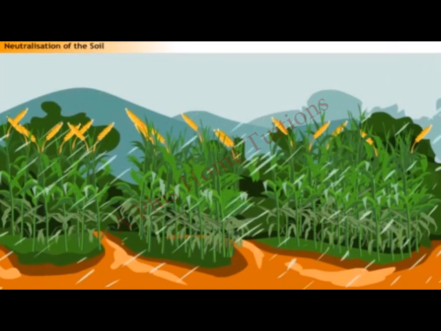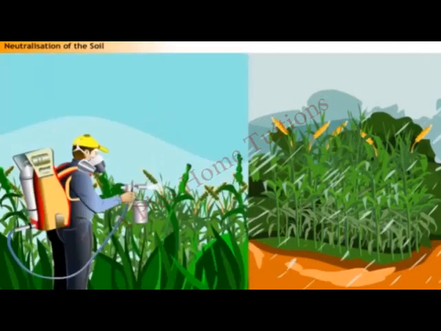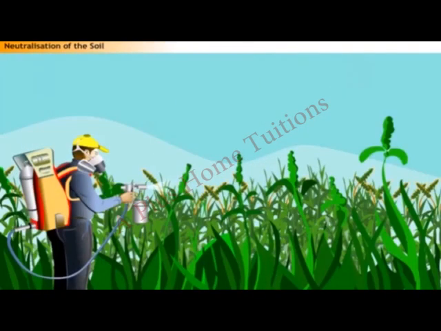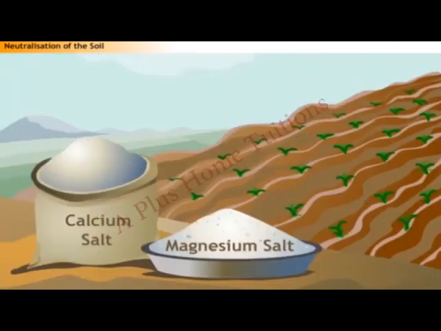Sometimes, the acidity of soil increases due to acid rain or the excessive use of chemical fertilizers and insecticides. If the soil is acidic, then the applied pesticides, herbicides and fungicides will not be absorbed by the soil. In order to neutralize the soil, suitable bases are used. Generally, salts of calcium or magnesium, which are basic, are used to neutralize soil acidity.